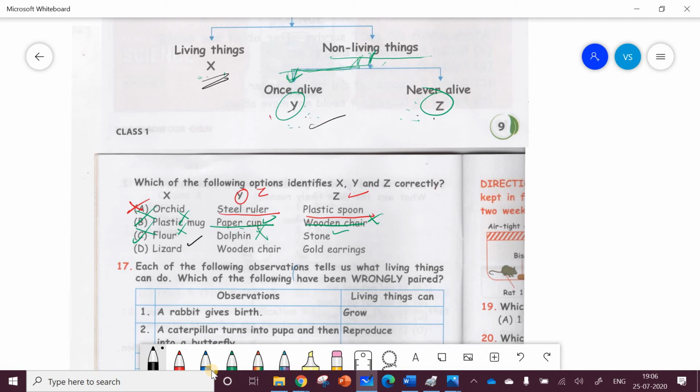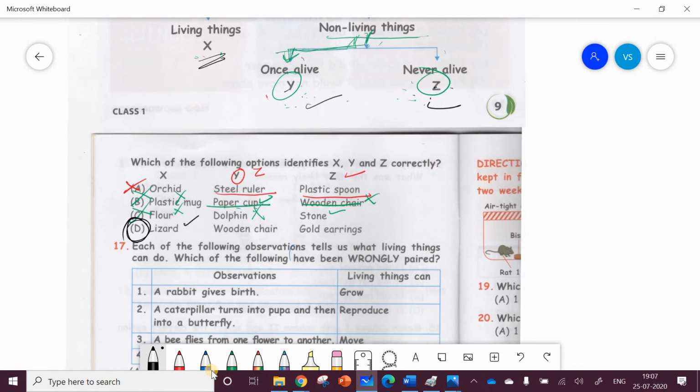Gold earrings? Not a living thing. Non-living things. Should it be X, Y, or Z category? Z. So obviously, what is your answer? D is your answer. All right.